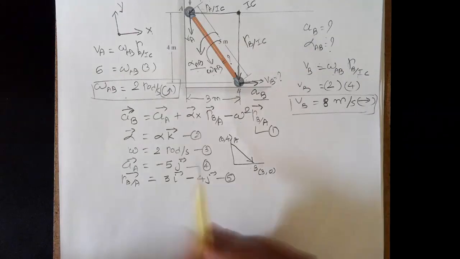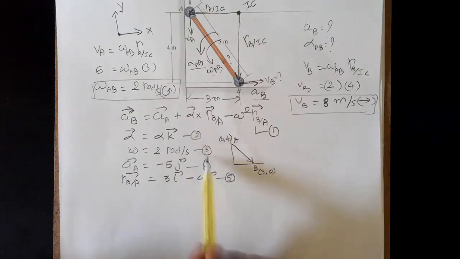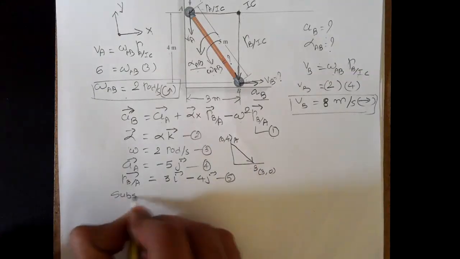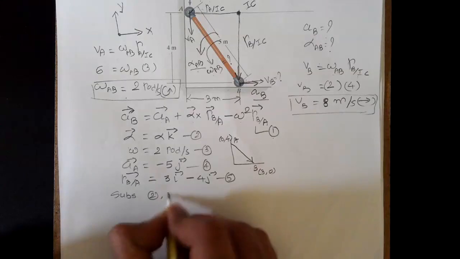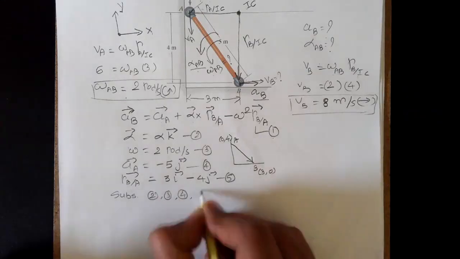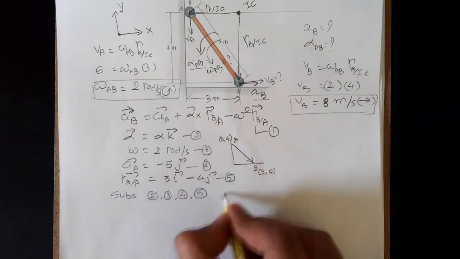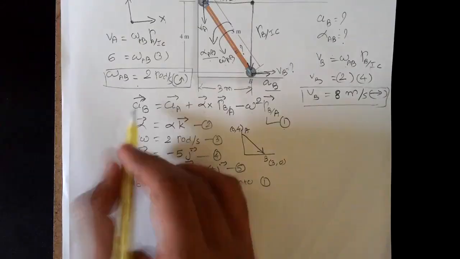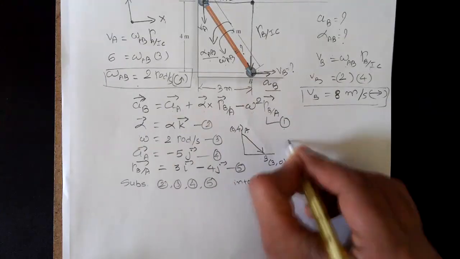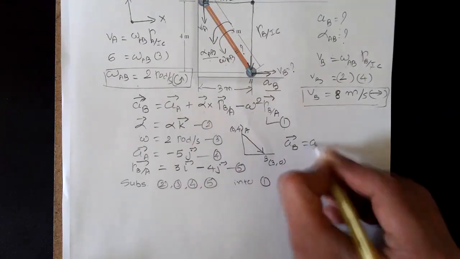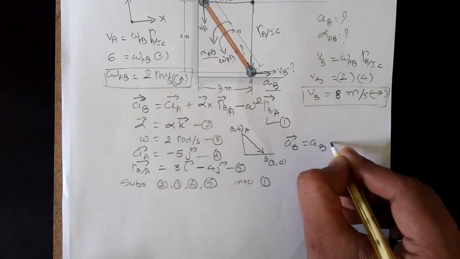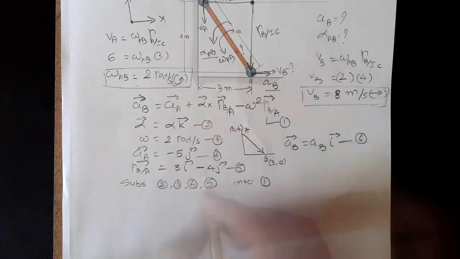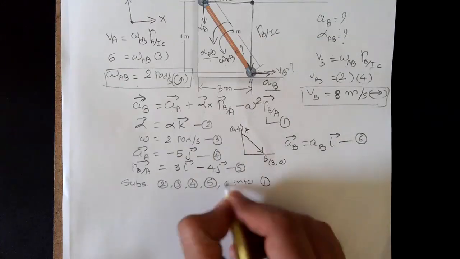So now the next step is we need to substitute equation 2, 3, 4, 5 into equation 1. Substituting 2, 3, 4, and 5 into 1. When we do that, oh, by the way, we don't know the acceleration of B as well, so I need to substitute this as well. So acceleration of B is its magnitude, and direction is towards positive i. Okay, so this is actually 6. So we need to substitute 2, 3, 4, 5, and 6 into equation 1.